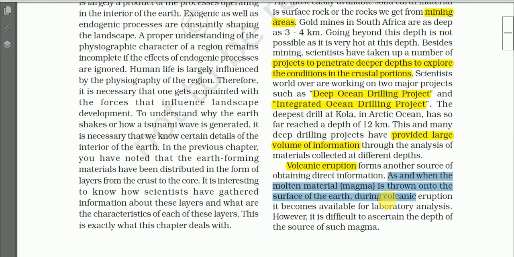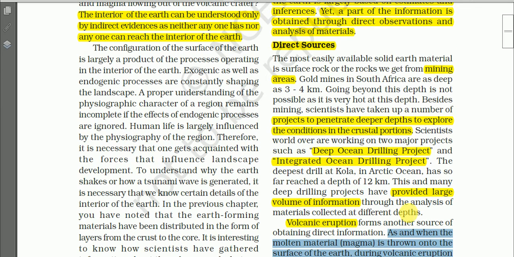See here, as and when the molten material known as magma is thrown onto the surface of the Earth during volcanic eruption, it becomes available for laboratory analysis. So by analyzing the magma, by analyzing the lava, we can get some information about the nature of the Earth's interior. So these are the three important direct sources of information about the Earth's interior.